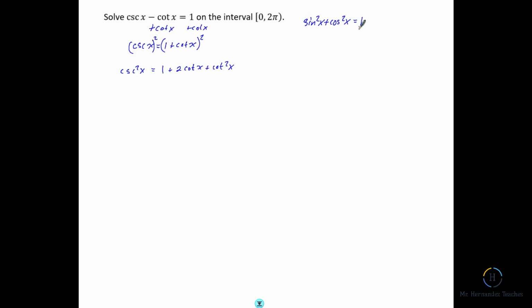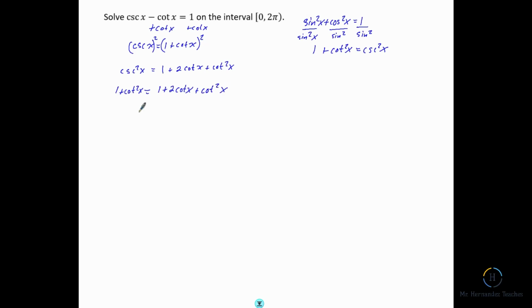And I'm going to divide this by sine squared, because 1 over sine squared gets me cosecant squared. So divide everything by sine squared. That's what tells me what I need to divide everything by. So I get 1 plus cotangent squared x is equal to cosecant squared x. So I can make this substitution. 1 plus cotangent squared x is equal to 1 plus 2 cotangent x plus cotangent squared x.